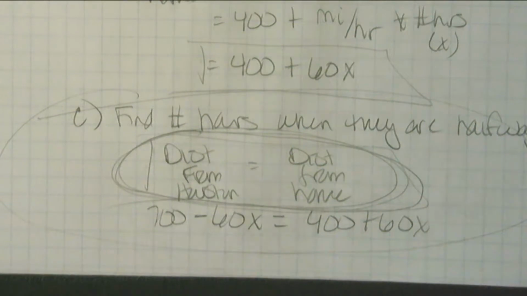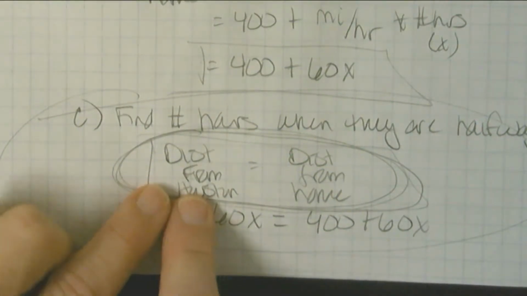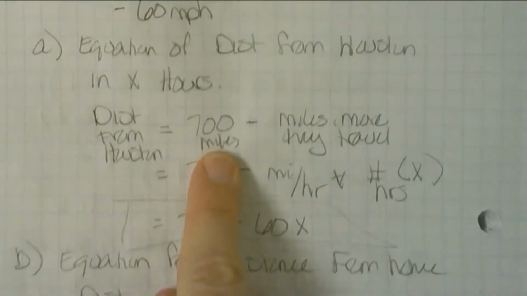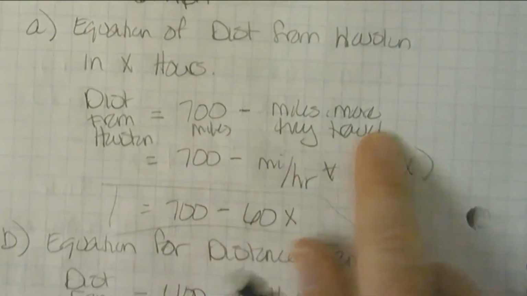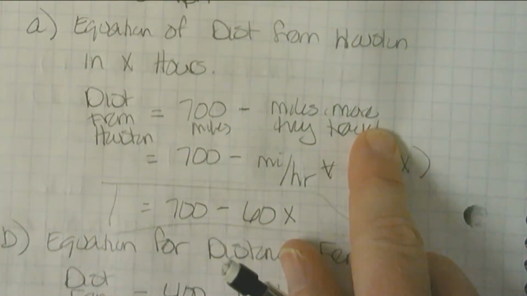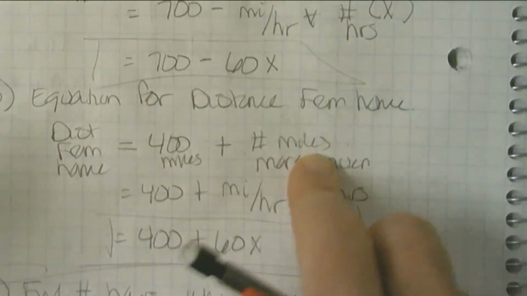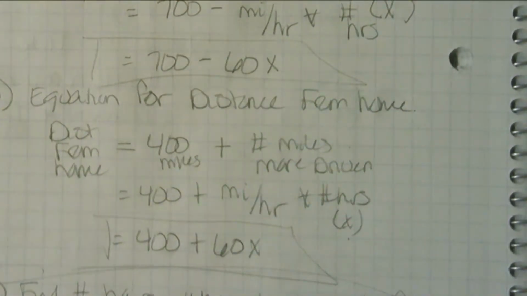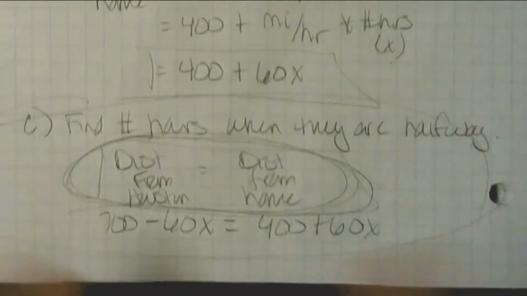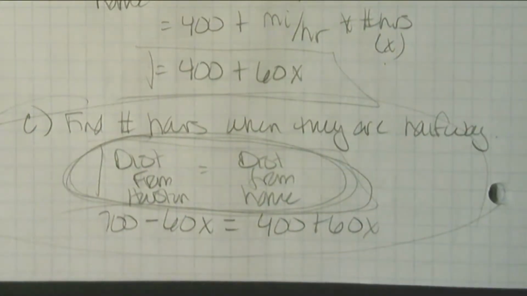All right, and then you'd be like, okay, how do I find my distance from Houston? And you would go back up and you'd be like, oh, I've got to take the 700 miles and subtract off how many more I'm doing. Then you'd be like, oh, the distance from home, how do I figure that out? Oh, the distance from home is going to be 400 plus however many more I have driven away from home. And then you'd set that up. So yes, this is something I would give you, but not A and B. You'd have to figure that out for yourself.